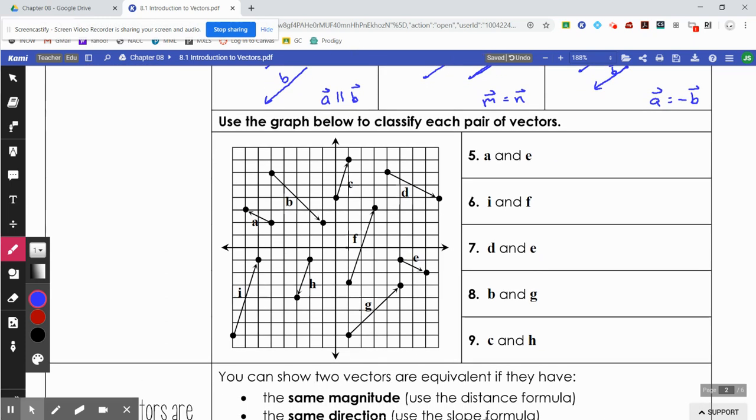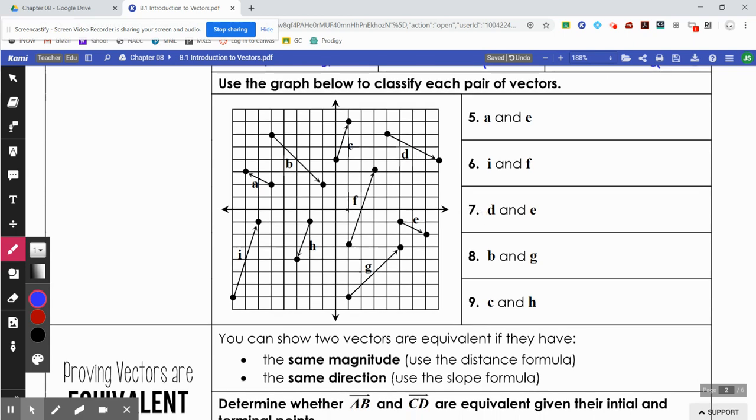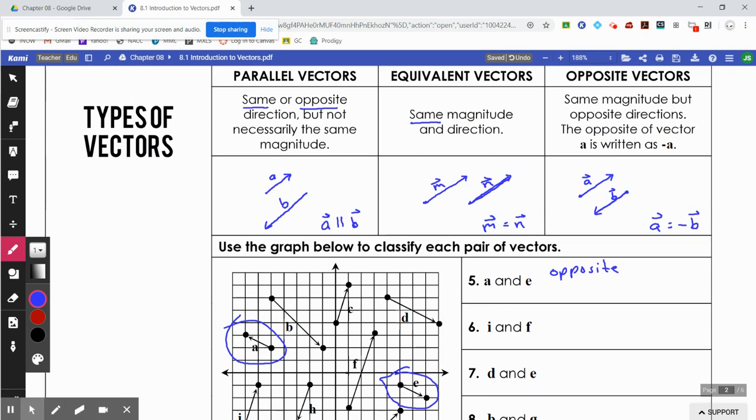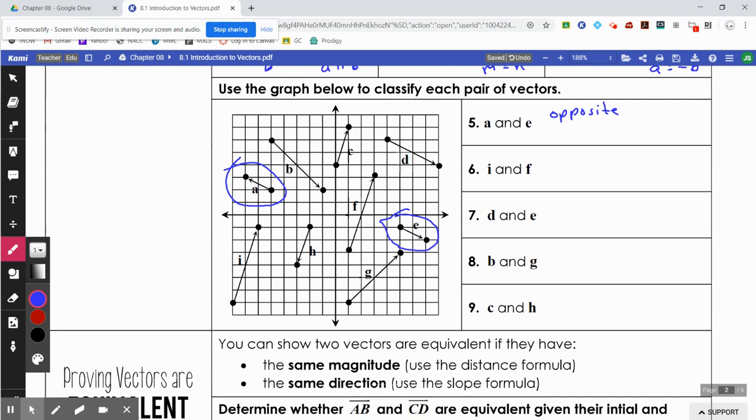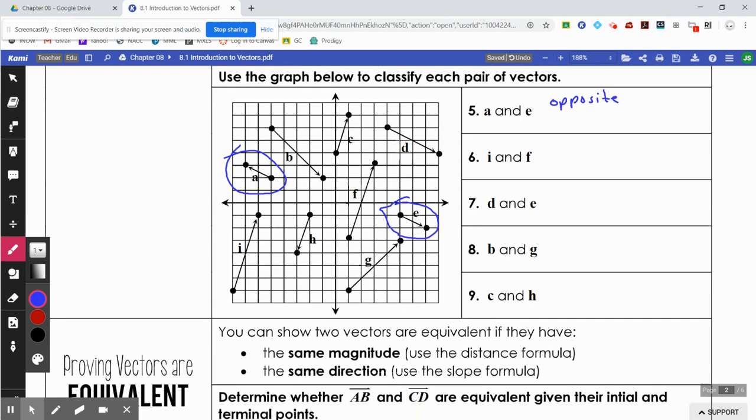Okay, next up. Use the graph below to classify each pair of vectors. So let's find vector A and vector E. So vector E is located here. Vector A is located here. Now it looks like, and you can check it with slope, you rise 1, run 2, go down 1, over 2. These vectors are parallel to each other, but they're opposite. And also the length of them is the exact same length. So these would be opposite vectors. And not only opposite, we could say that they're parallel, because I do want to remind you that parallel means the same or opposite directions, but not necessarily the same magnitude. So these would be opposite and they'd be parallel, but to be more exact, we'll just call them opposite.